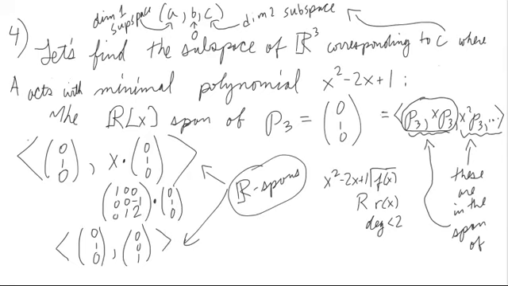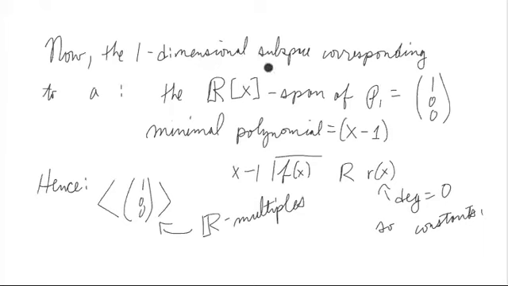Okay, what about the next one? The one-dimensional subspace corresponding to the first guy, P1 here, or first coordinate A. It's just the R span of this guy. But remembering in this component, the minimal polynomial is x minus 1. So when we do a little division here, look at remainders that have degree 0. So we're just looking at constants, right? So we really just need R multiples of this.